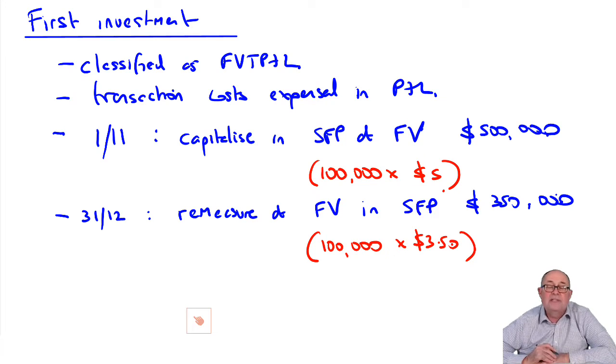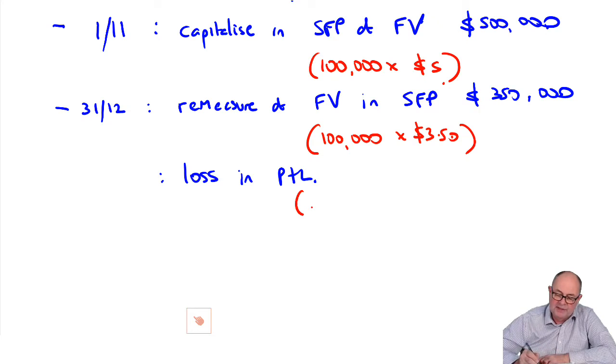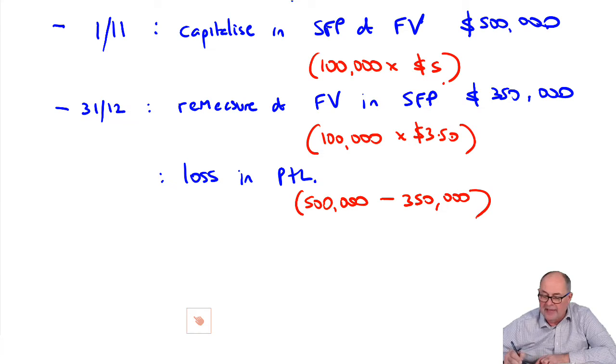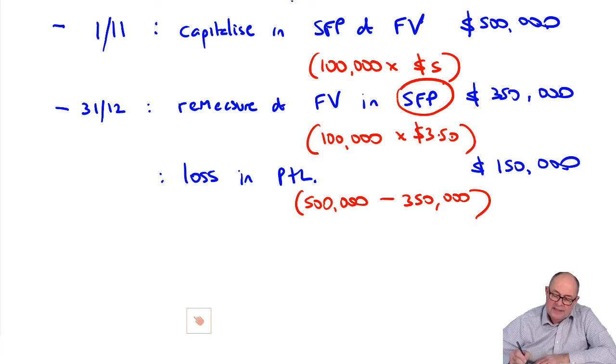The loss will be recognised in the profit and loss, the difference in the fair values. So also on the 31st of December, there'll be a loss in the P&L, the difference between the two fair values, $500,000 less 350,000. That would give me a loss of 150,000. What's important is that you always tell the examiner what goes where. So I'm saying at the end of the year, this is the figure in the balance sheet, 350. This is the figure in the P&L, 150, and it's a loss.